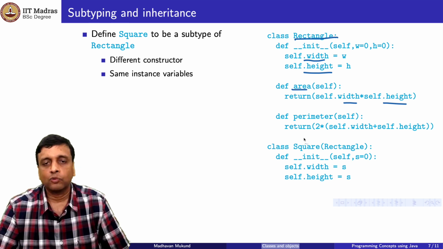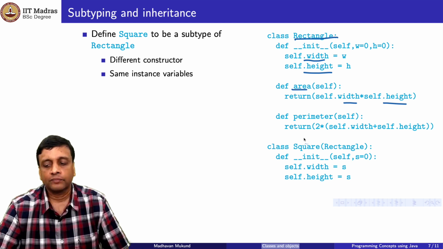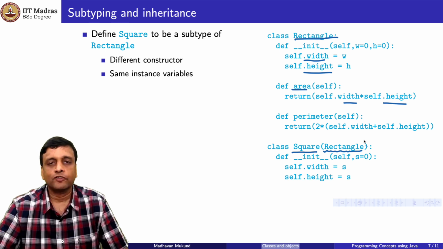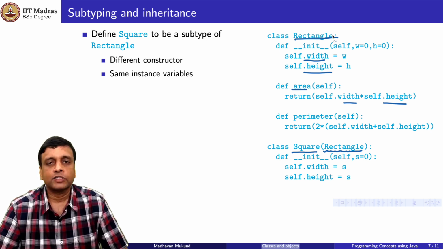These are very standard quantities that at any time in school you learn about rectangles. Now what is a square? A square is a rectangle in which the width is equal to the height. So we can now define a square to be a subtype of rectangle, and the way in Python you do this is that in the class definition of square you put the type rectangle in the bracket. Normally when you say class rectangle you don't say anything, but if you want to say that square is a subtype of rectangle, you put the parent type in the bracket.